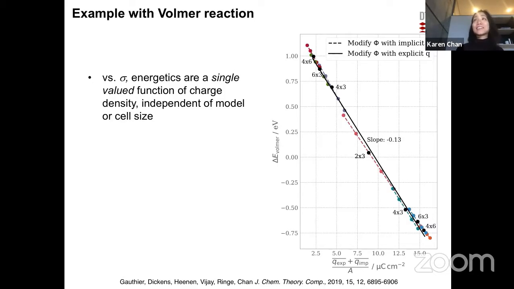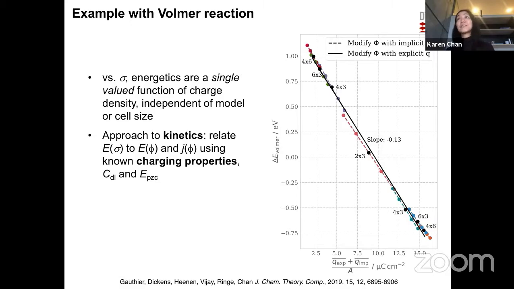And so my suggestion when we are doing barriers, and maybe this sounds a little left field, but it appears to work, is that we calculate our energetics as a function of surface charge density, and then translate that to potential, or translate that to current densities using a microkinetic model, using known charging properties such as double layer capacitance and PZC. And known is a very strong word because we do not generally know these quantities, but there's a back of the envelope kind of thing that we do in electrochemistry: when we don't know the capacitance, we use 20.